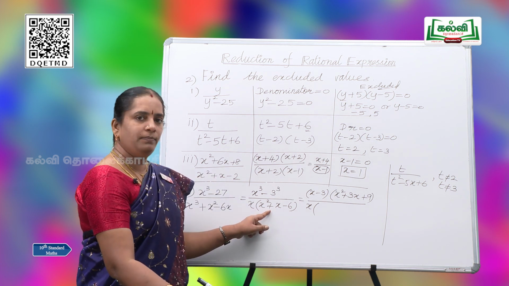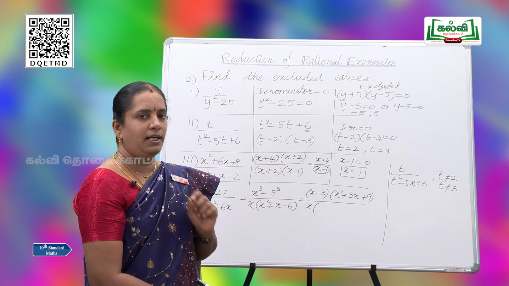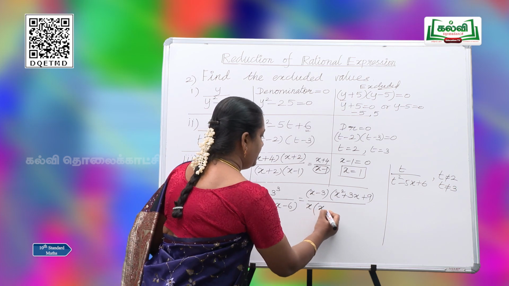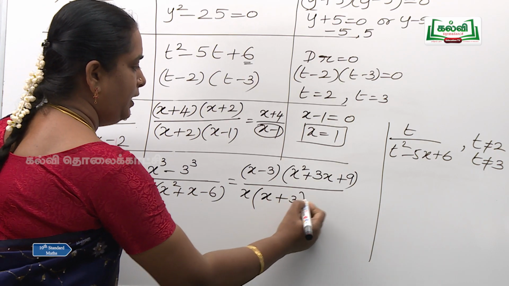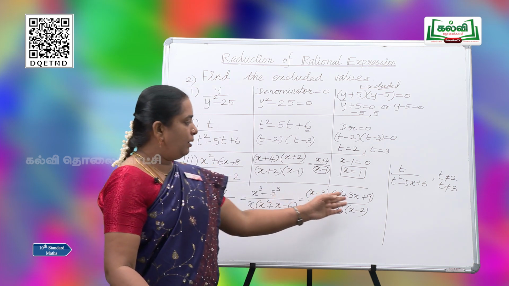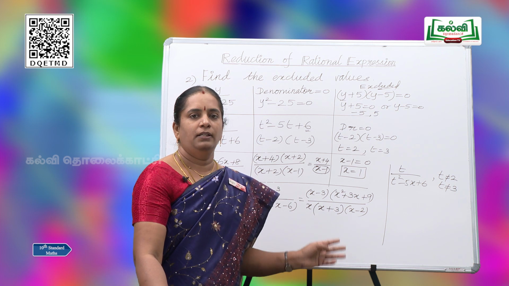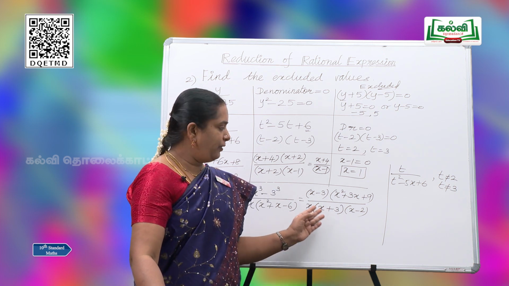So, since the difference is positive, we have to give the positive sign to the larger number. So, that is x plus 3 into x minus 2. See, is there any common factor in the denominator and the numerator? No. So, no factor is common.